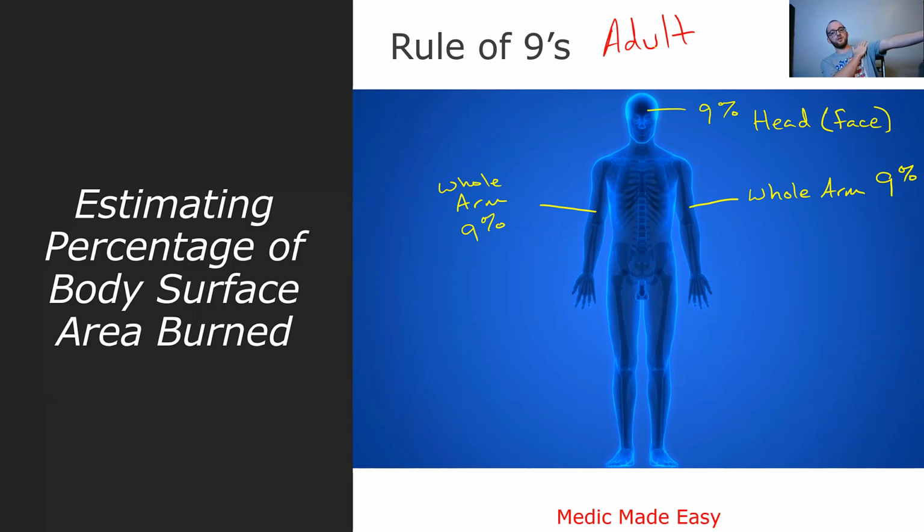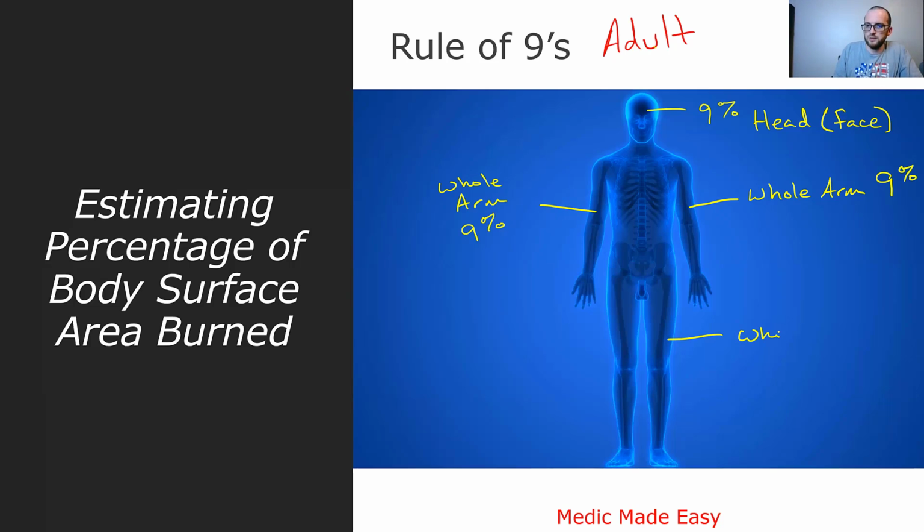So if they say the anterior left arm is burned, so just the front of the left arm is burned. Well, if the front and the back is 9%, just the front would be 4.5. Hopefully that makes sense. If they say just the circumferential forearm, well, circumferential is front and back, the whole forearm, but not the upper arm. So circumferential front and back entire arm is 9%. If we cut the arm in half, circumferential front and back forearm would be 4.5%. So you can just keep chopping up these segments to figure out what it is.